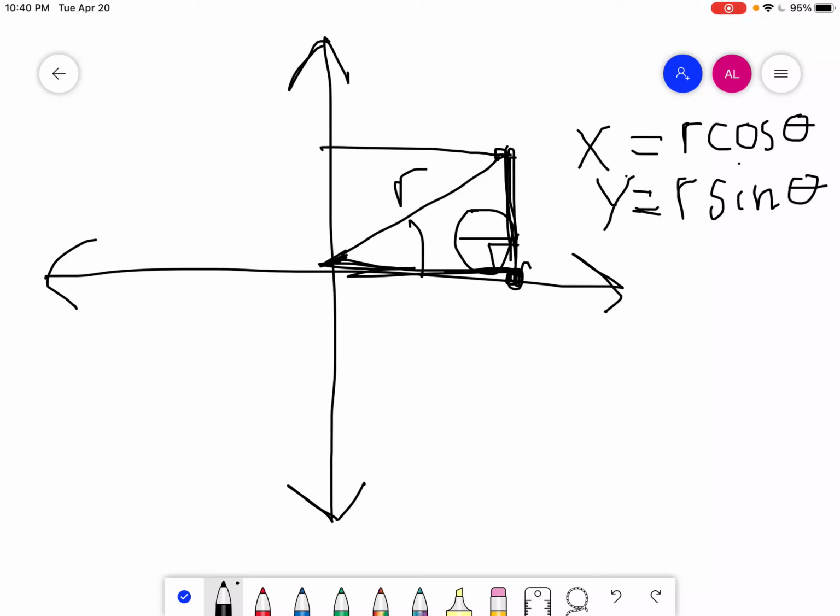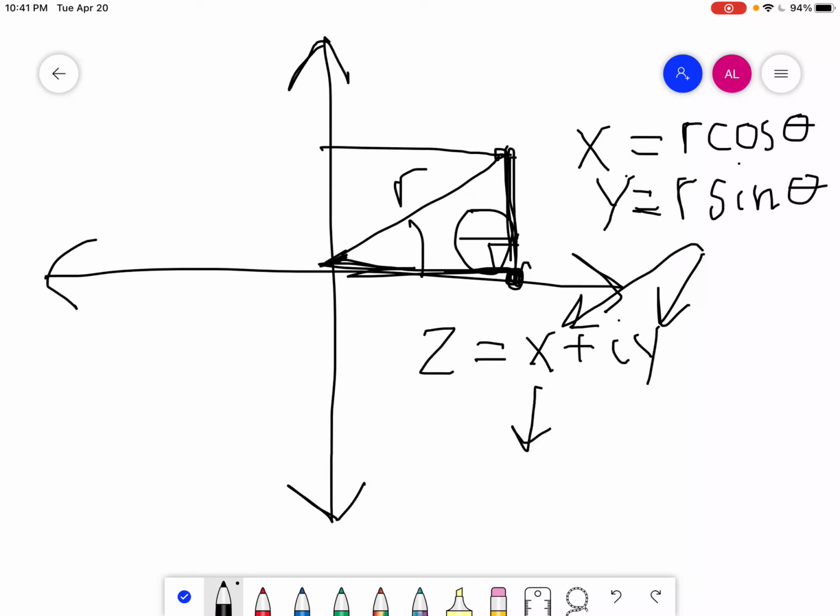So since a complex number can be represented as z equals x plus iy, notice I'm going to use x and y from now on as the variables to represent the real and imaginary part because of its relation to the Cartesian plane, instead of a and b. So z can actually be rewritten as r times cosine of theta plus i times sine theta.